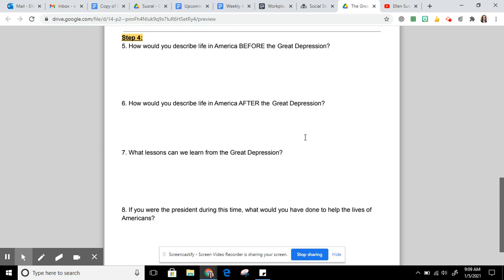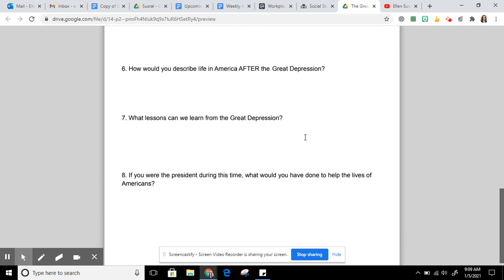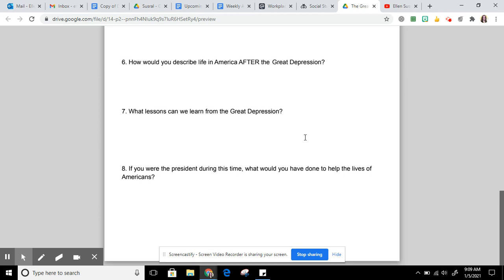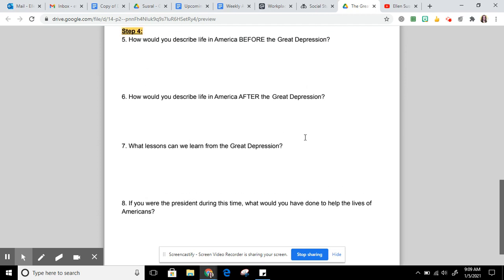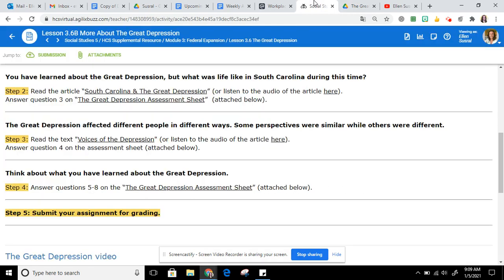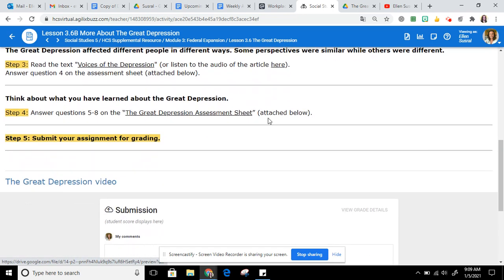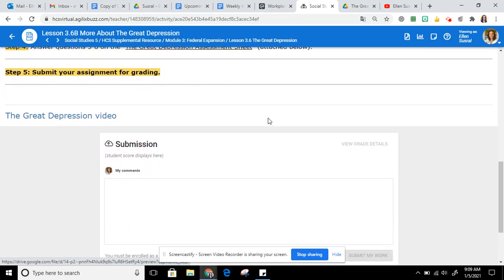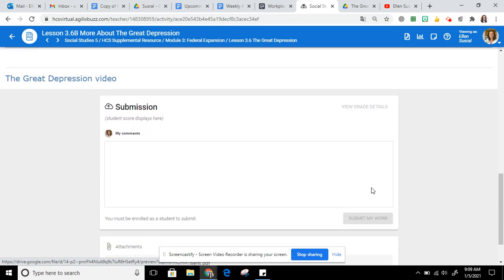And then number 7, what lessons can we learn from the Great Depression? And then number 8, if you were the president during this time, what would you have done to help the lives of Americans? So you're going to answer questions 5 through 8 for step 4. And then step 5, you're going to submit your assignment for grading. In order to submit it, you can click on the blue plus button down here at the bottom of your page.